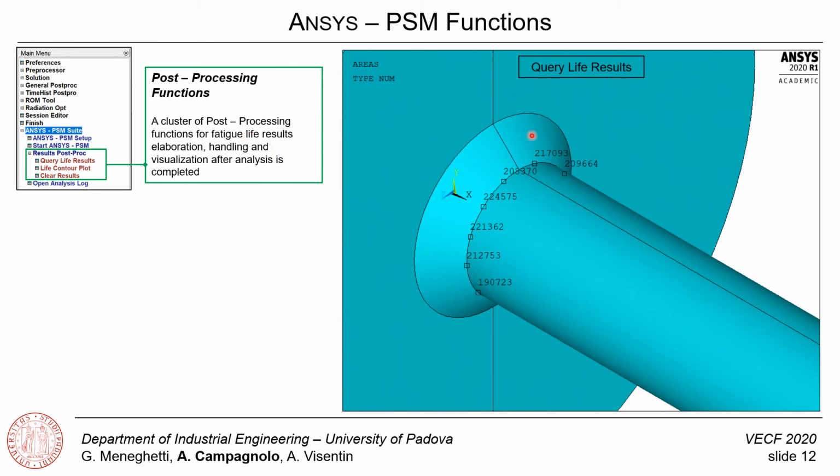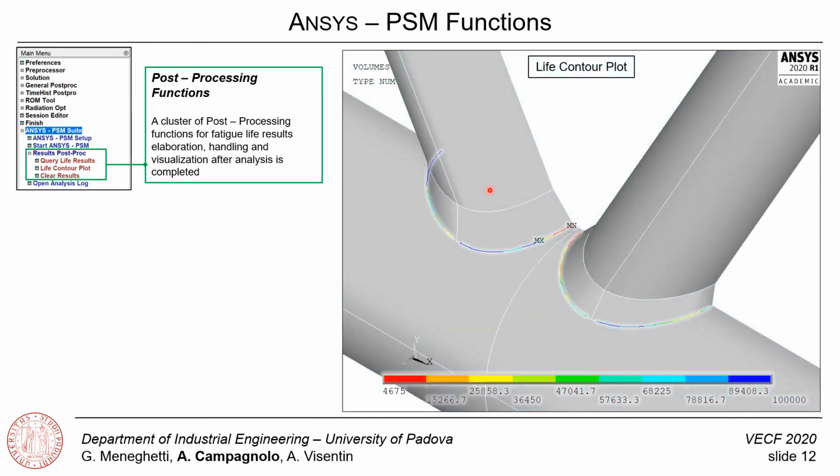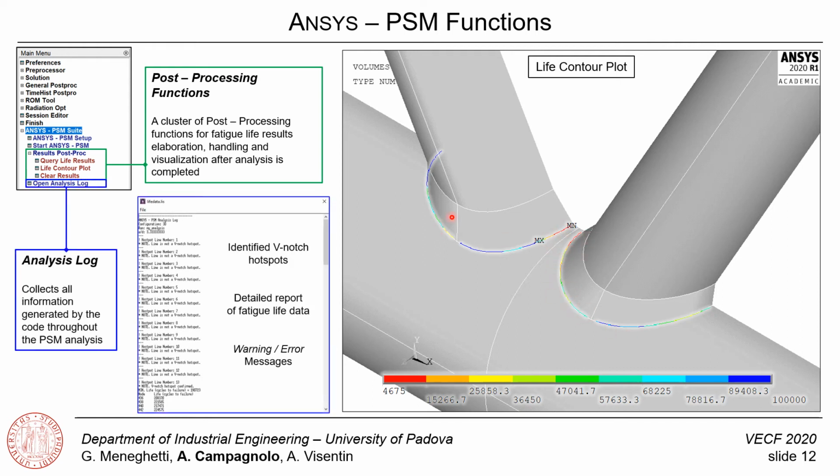Part of this section are the query life results function, allowing the user to visualize numerical life results by manually clicking on the model's geometry, and the life contour plot function, generating colored life distribution plots. The analysis log, finally, is intended to collect and provide all information generated by the code during its workflow.